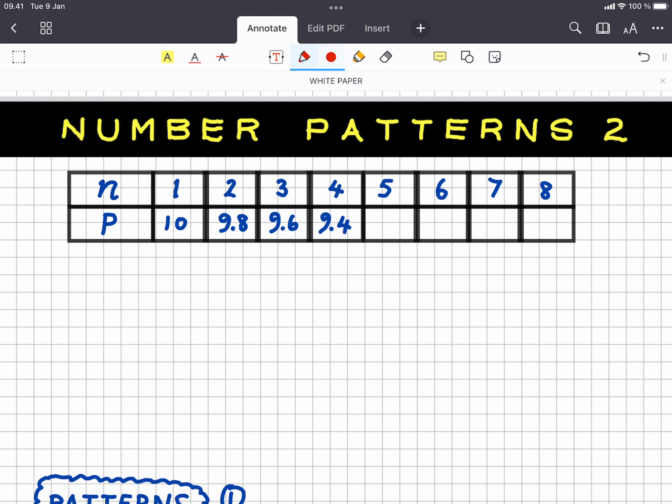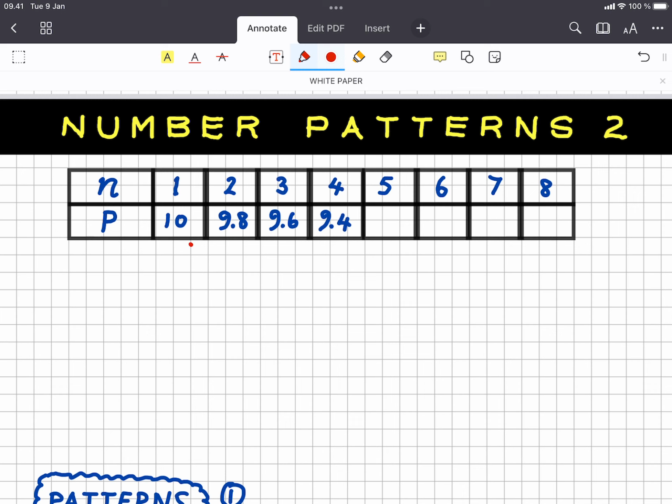So here's the second in a series of 9 videos to help you with the number patterns question in the NYPIB exam. So here we've got a number sequence, P equals 10, 9.8, 9.6, 9.4. So hopefully you can see that that's going down by 0.2 every time. So it's clearly an arithmetic sequence because it's changing by a set amount every time.